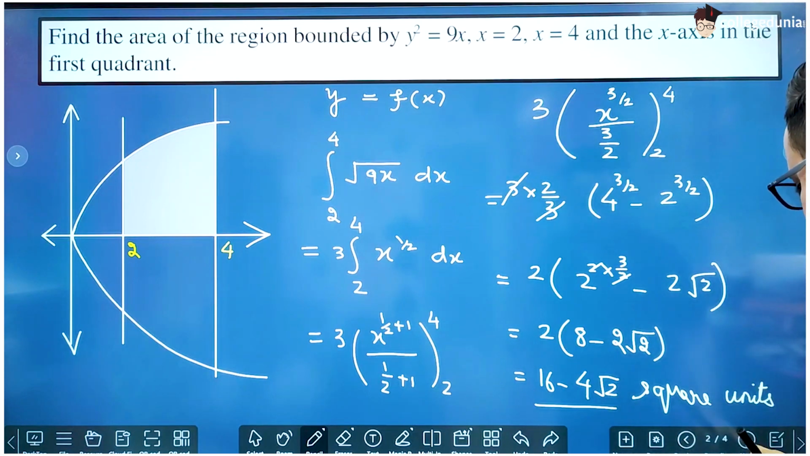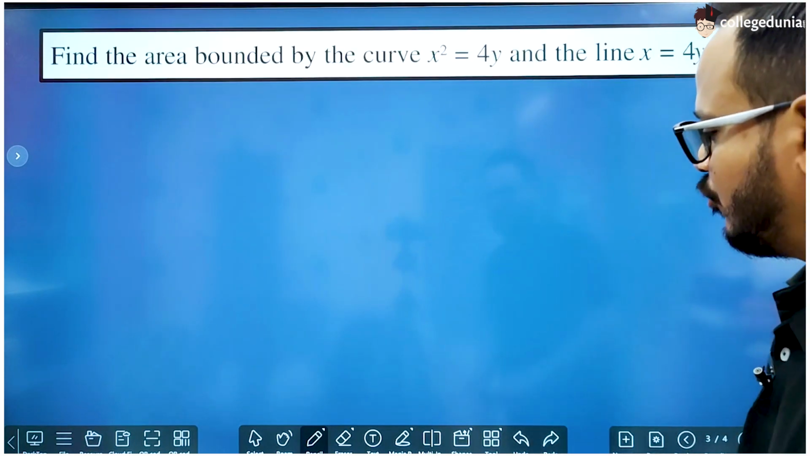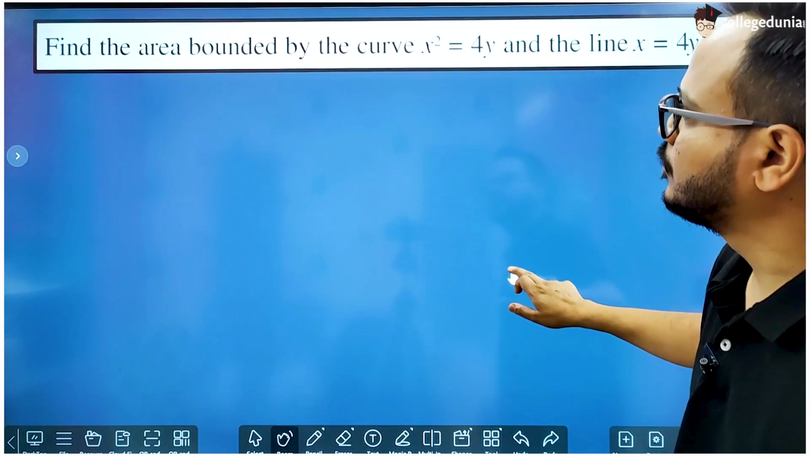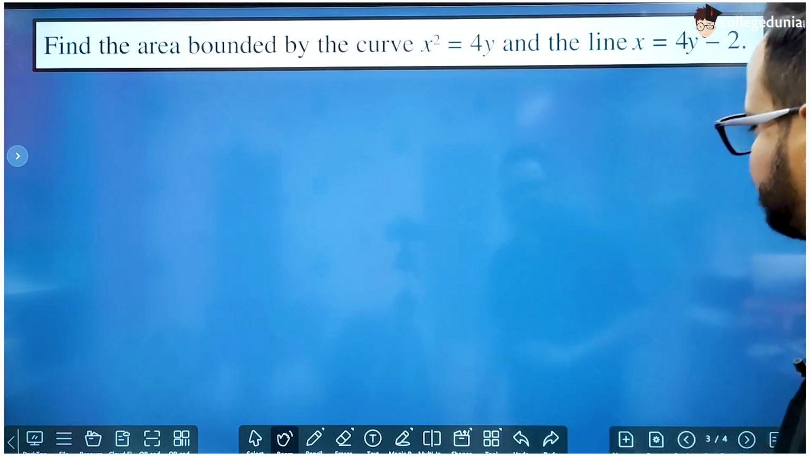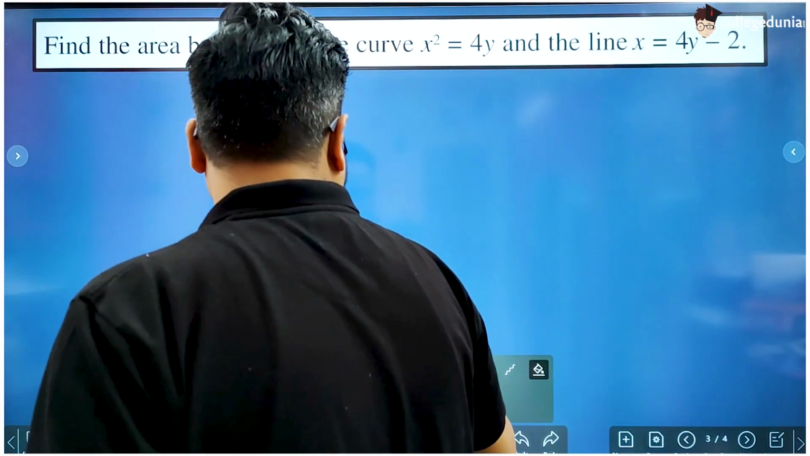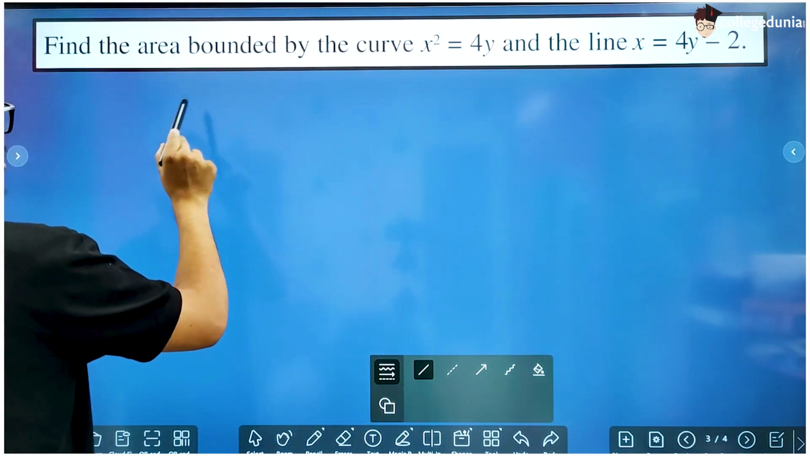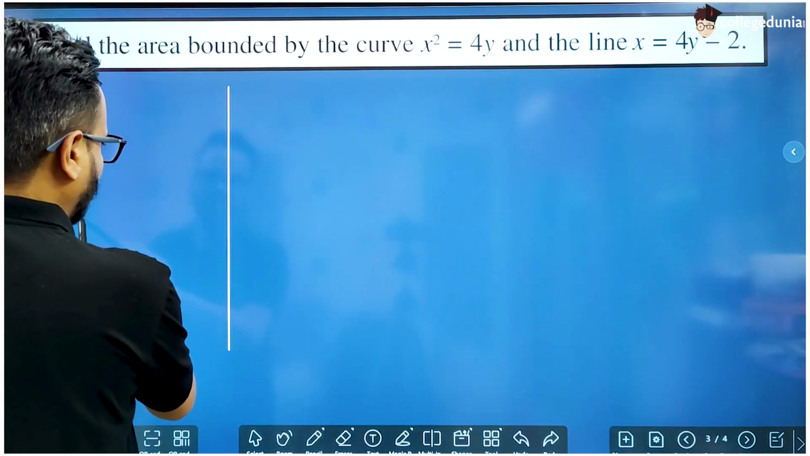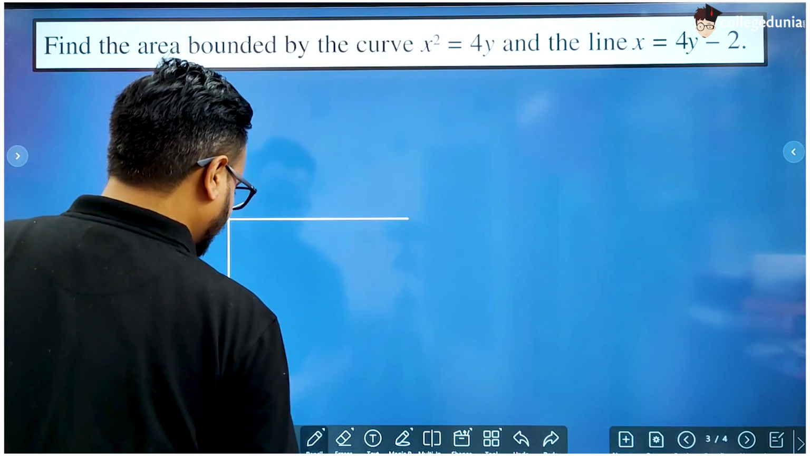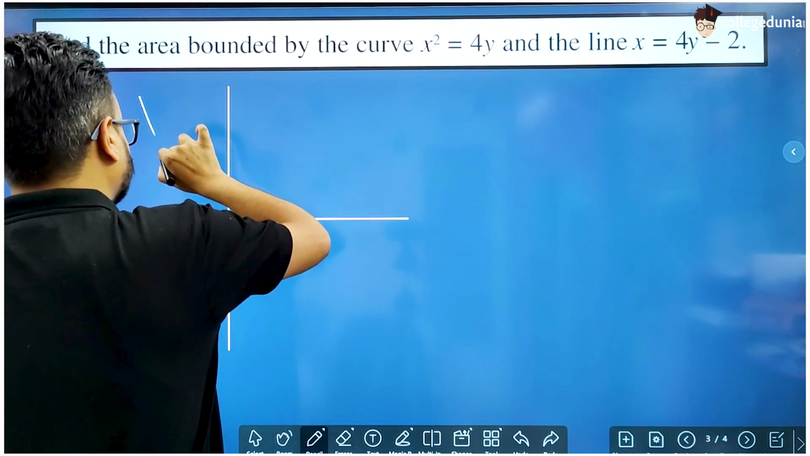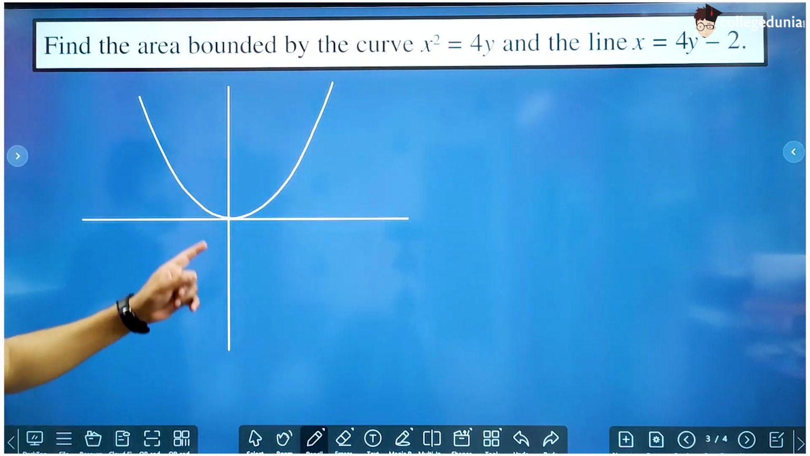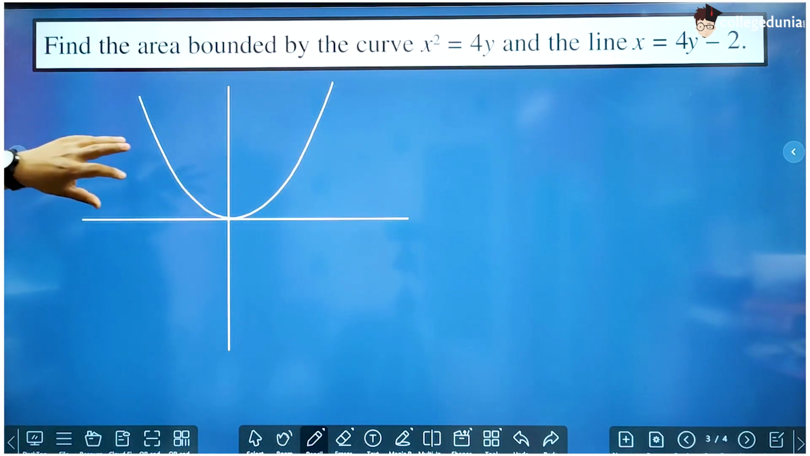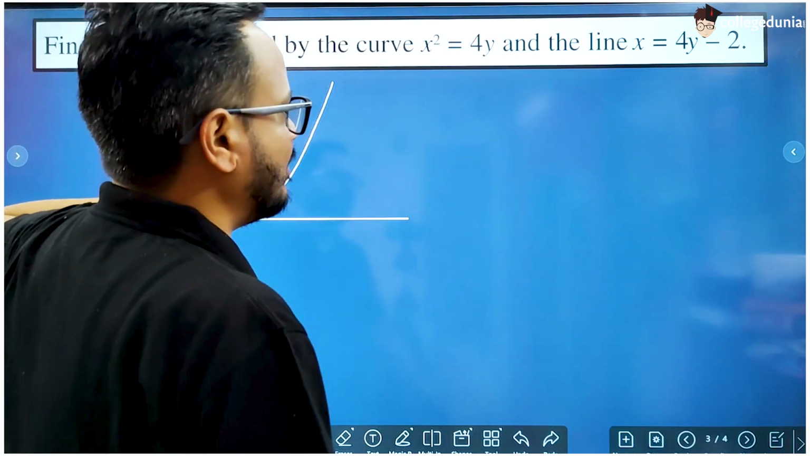Okay, now let us take one more example from NCERT. Find the area bounded by the curve x square equal to 4y and the line x equal to 4y minus 2. X square equal to 4y is this parabola, right? And the line x equal to 4y minus 2.